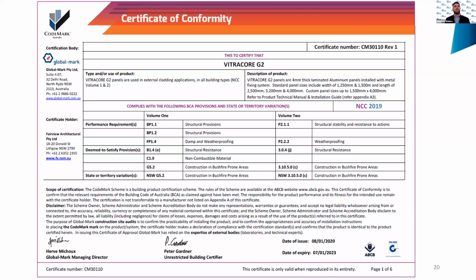If we're relying on this certificate to meet BP 1.1 and FP 1.4, for instance, we'd still need to check things like the maximum loads for the project don't exceed those that are specified. And in circumstances where they do, the applicant will need to provide other types of evidence to confirm compliance. So although we've got this certificate of conformity, we still need to assess that the limitations in the certificate are appropriate for our specific project.